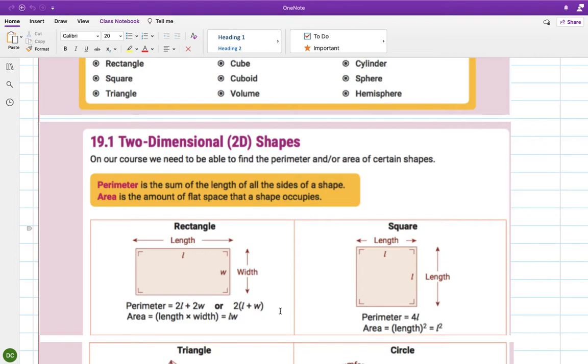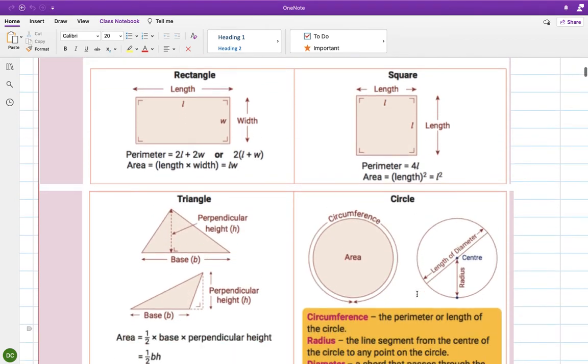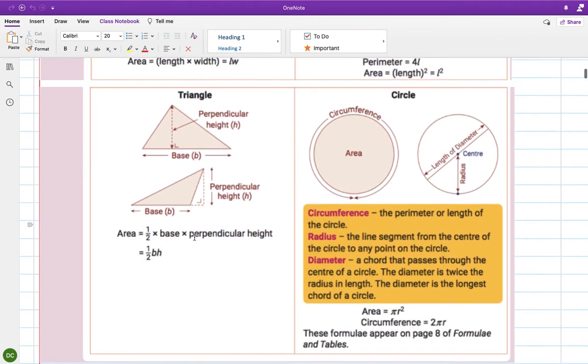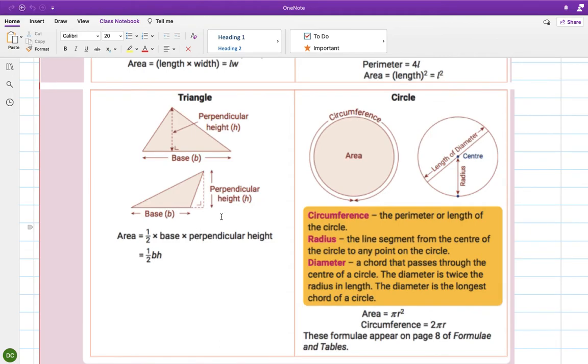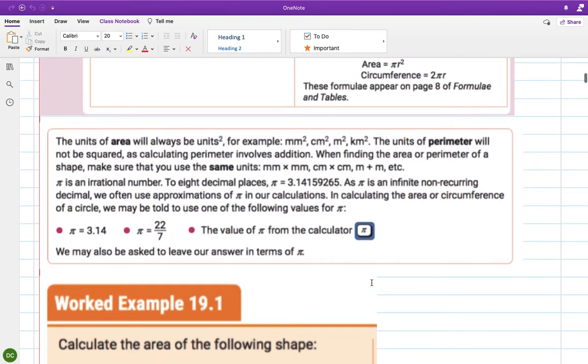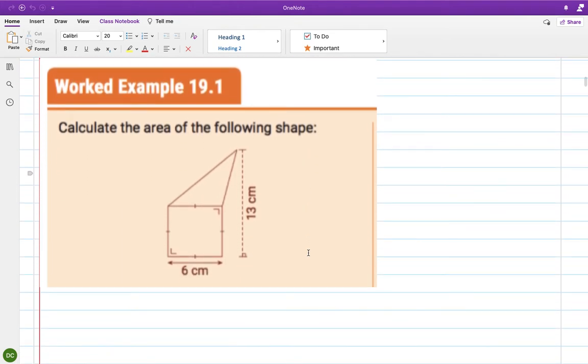So you can see here the first bit is your two-dimensional shapes, area and perimeter of a rectangle, area and perimeter of a square, area of a triangle, you don't need to do the perimeter of a triangle, and then area and perimeter or circumference of a circle. Okay, so all of that we've done very, very recently. They talk here about the stuff with pi, where you can either have pi as 3.14, you can have pi as 22/7, you can have pi as the button on your calculator, or you can be asked to leave your answer in terms of pi. So again, we've talked about all that quite recently.